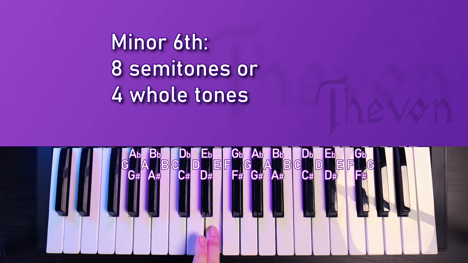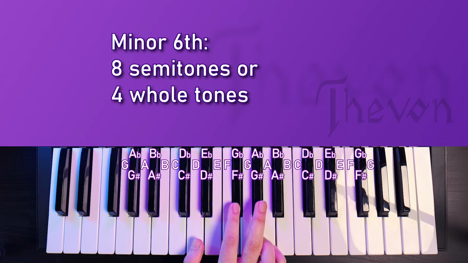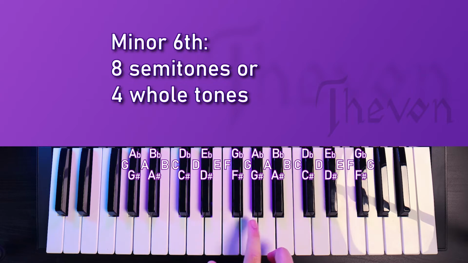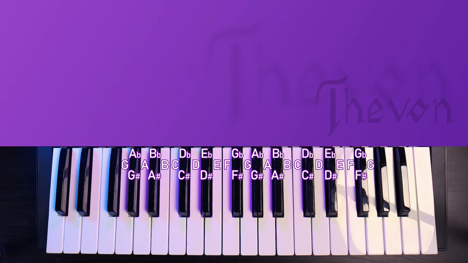1 whole tone, 2 whole tones, 3 whole tones, 4 whole tones, or semitones: 1, 2, 3, 4, 5, 6, 7, and 8. This means that we now can distinguish the distance of a minor sixth between any two tones.